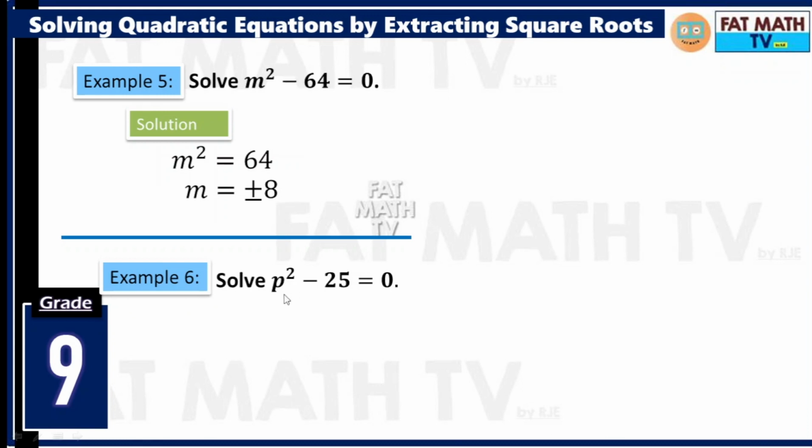Same here, if we have p² - 25 = 0, put negative 25 to the right side. You will have p² = 25. Take the square root, you will have plus or minus 5.